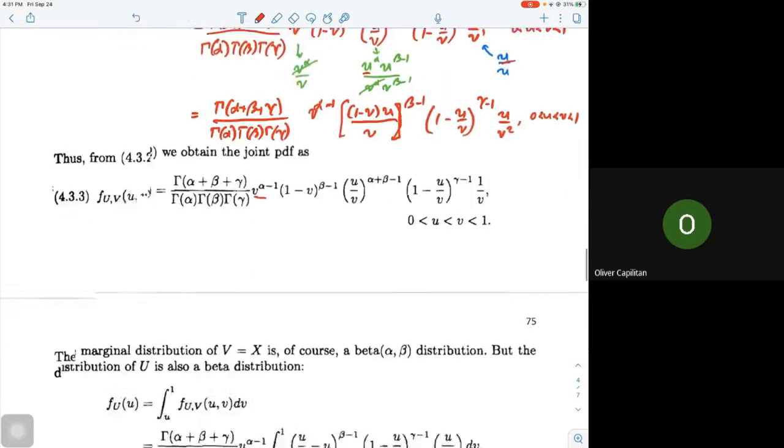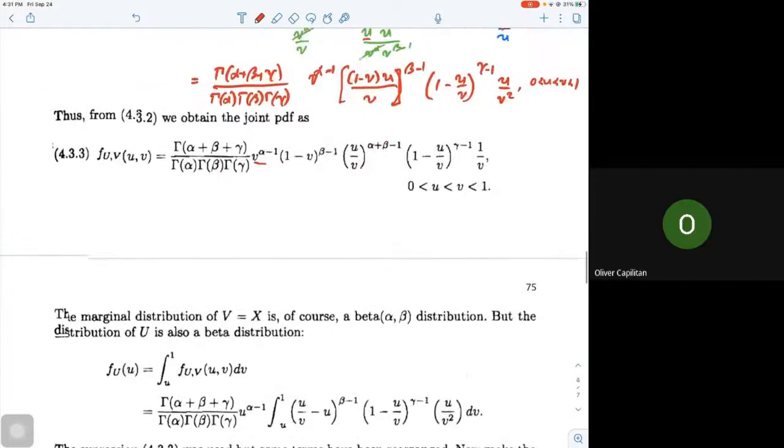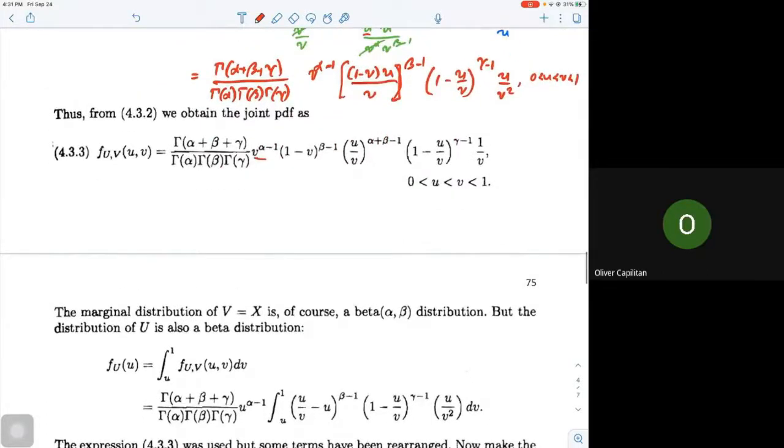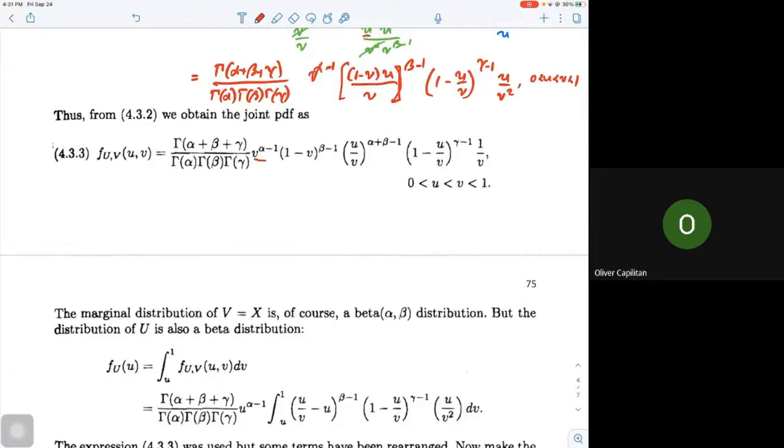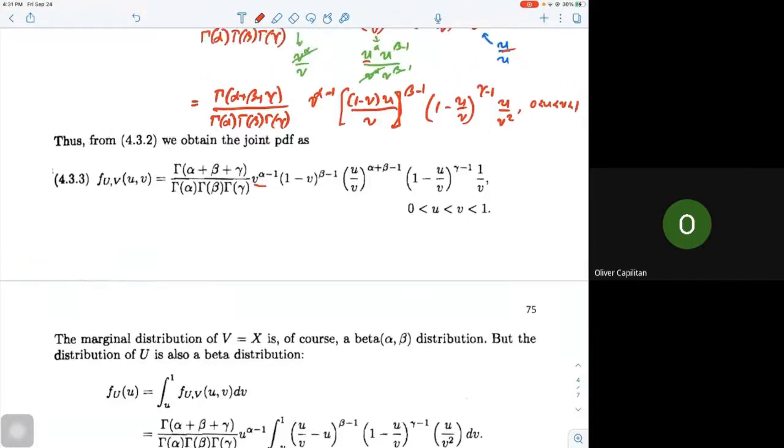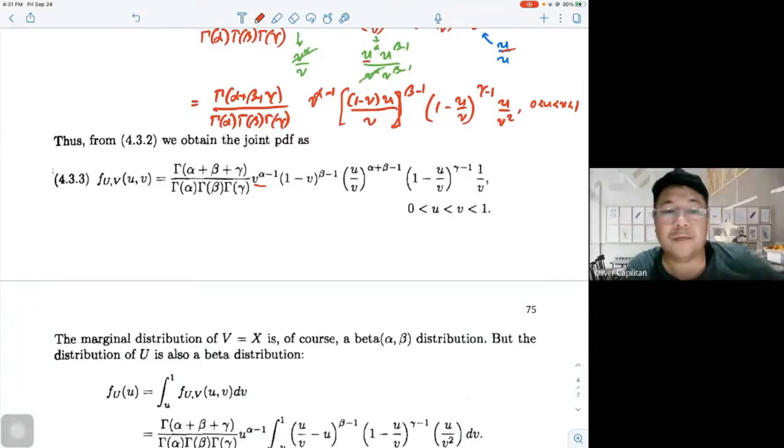Okay, so next. It's already time. Okay, I'm going to continue this next meeting. We have already computed for the joint PDF of X and Y. We have also computed for the joint PDF of U and V. So next meeting, by Monday, we're going to compute the marginal PDF of U and V. And then I'm going to give you another example for a continuous case.